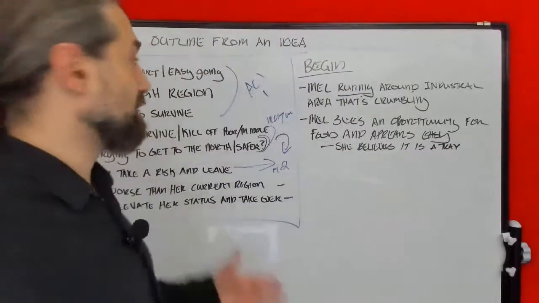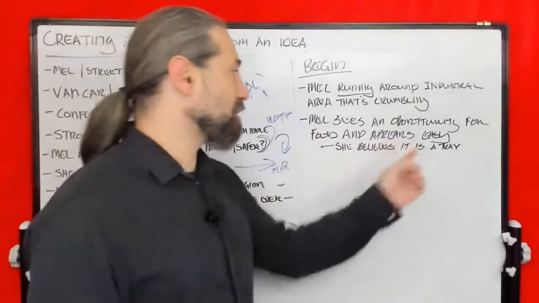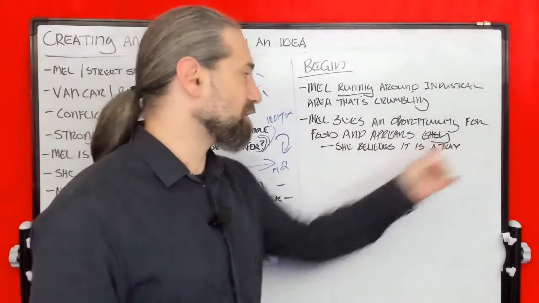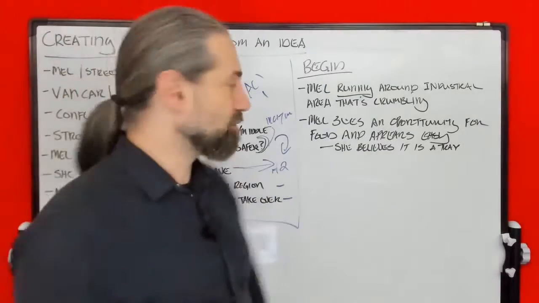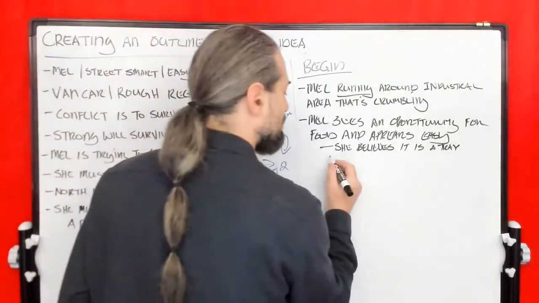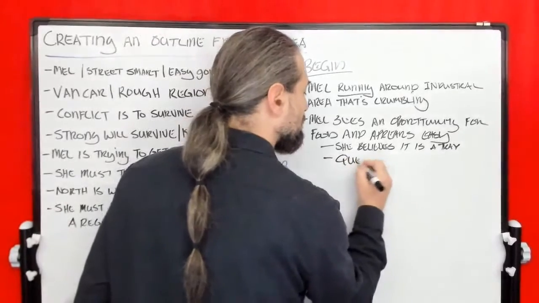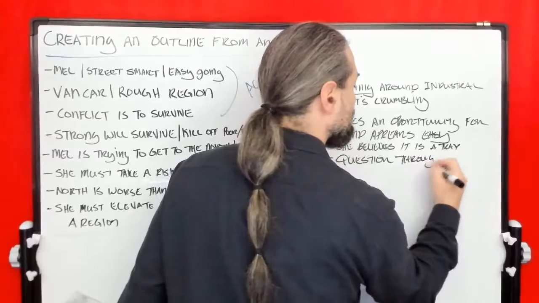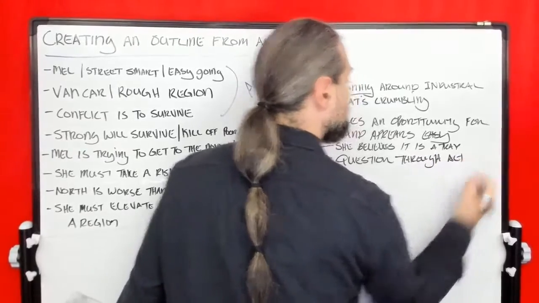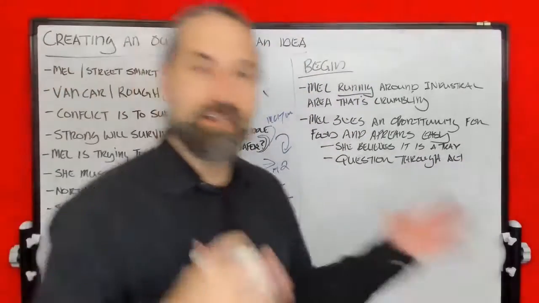Oh, now we're doing it. Now we got stuff happening. So Mel, she sees an opportunity for food and appears easy. She believes it is a trap, but we can't have her say, "Hey, that's a trap," right? What we're going to have her do is question through action. Okay, basically she's hesitant.